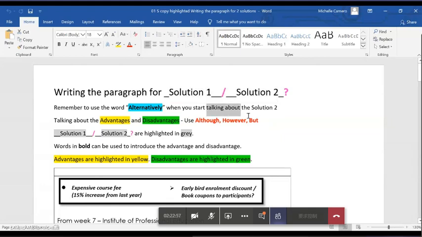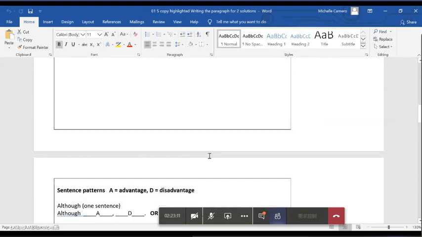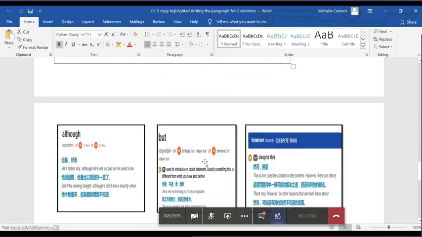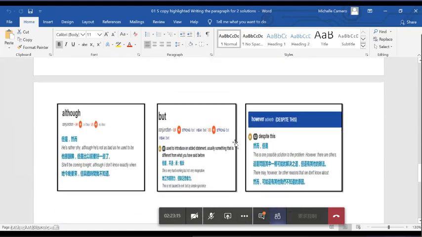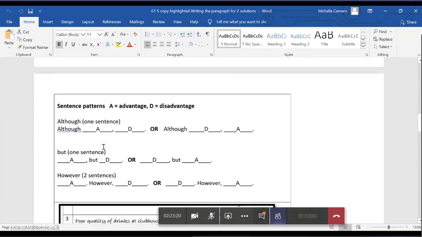When you introduce solution 2, you want to use some sort of word to introduce it. So I've used the word alternatively. We highlighted the advantages in yellow, disadvantages in green, and then we also talked about although, however, and but. So if you remember from class last week, we talked about although, however, and but. I said what they mean, and I also showed you the sentence pattern for them.